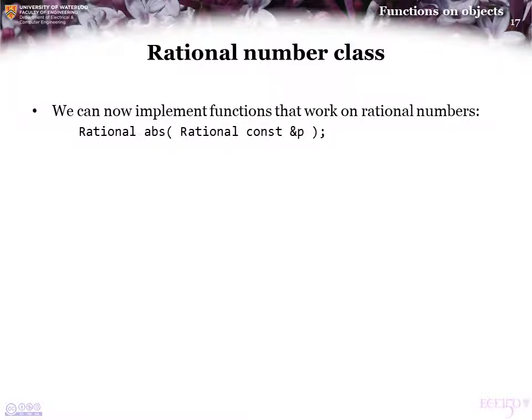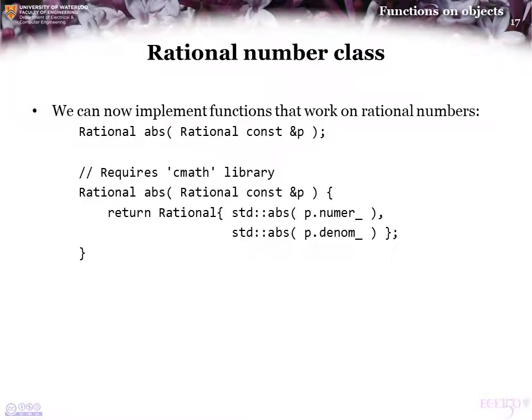We can also implement a function that calculates the absolute value of a given rational number. For this, we will need the CMath library since we're just going to use the absolute value function, and we will simply return the absolute value of the numerator over the absolute value of the denominator, as after all, either of these may actually be negative.